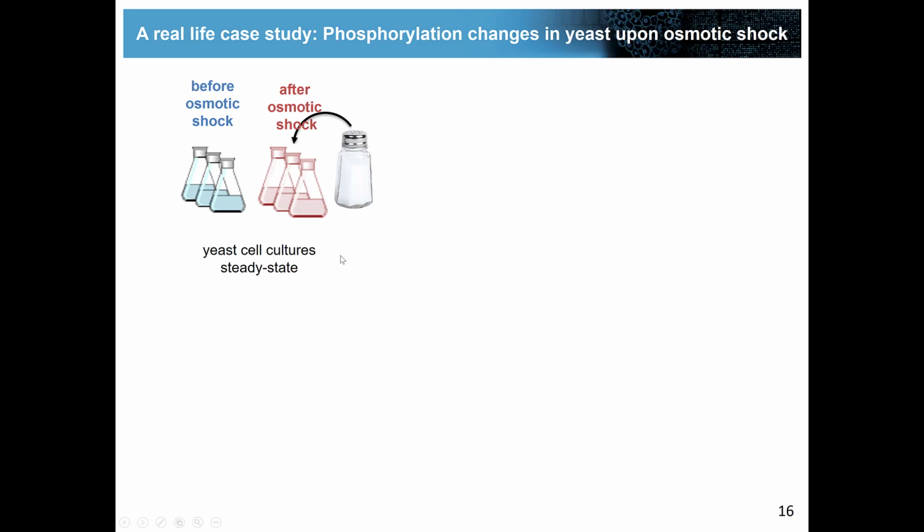So one of the projects that I worked on during my postdoc was to investigate phosphorylation changes in yeast upon osmotic shock. What I did at that time was I grew yeast in cell culture in various replicates in a normal medium, and then I added a high concentration of salt to the medium and grew the cells in that salt medium. And the purpose was to compare the phosphoproteomes between these two growth conditions.